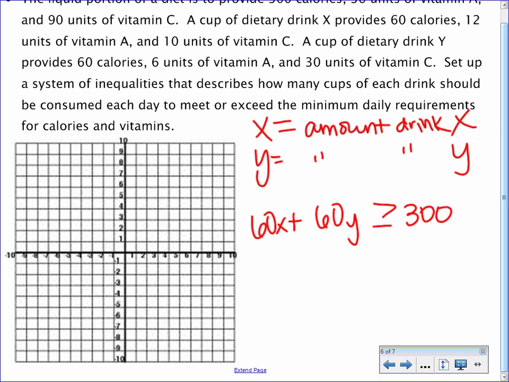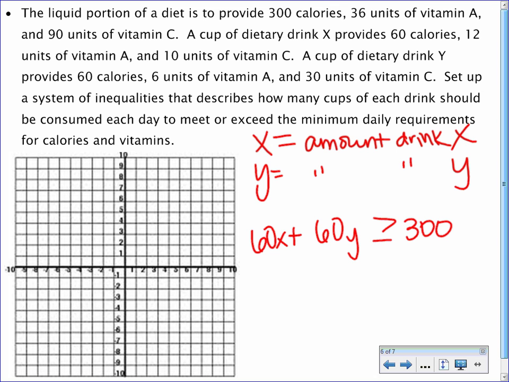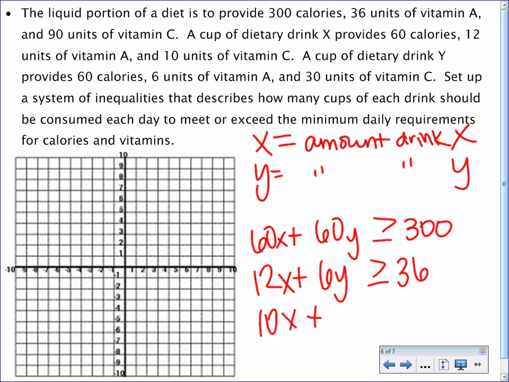How much vitamin A do we need? We need 36. In drink X, there is 12, in drink Y 6. And so that needs to meet or exceed 36. And then we have vitamin C. How much in drink X? 10. How much in drink Y? 30. And we need how much? We need to meet or exceed 90 units.